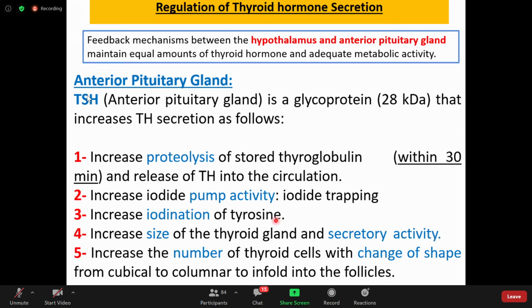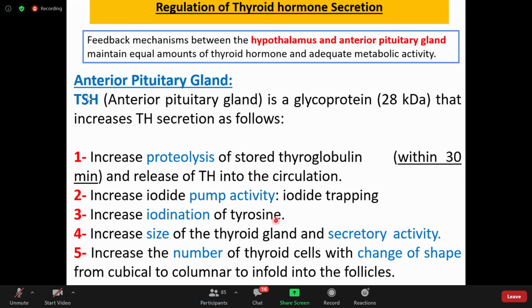For example, it increases the proteolysis of stored thyroglobulin. It increases the iodide pump activity. It increases the iodination of tyrosine. It increases the thyroid gland size and the secretory activity of the thyroid gland. And it increases the number of thyroid cells with the change in shape from cuboidal to columnar. So if the TSH is high, it is going to not only increase all the steps of synthesis of the thyroid hormone, but it also is going to physically affect the thyroid gland.